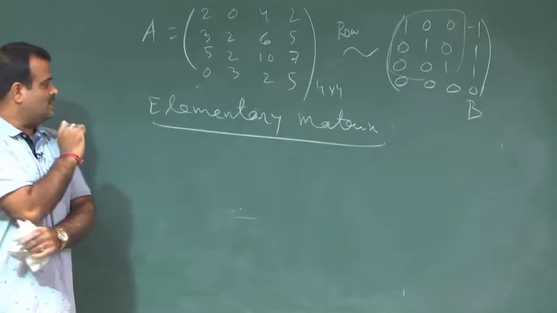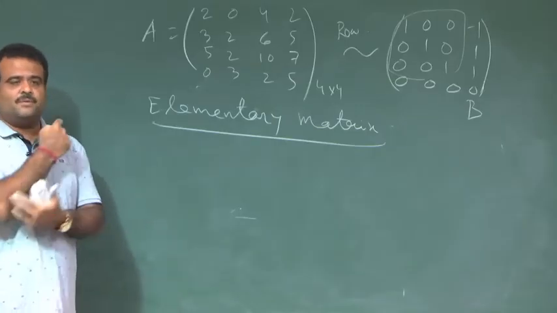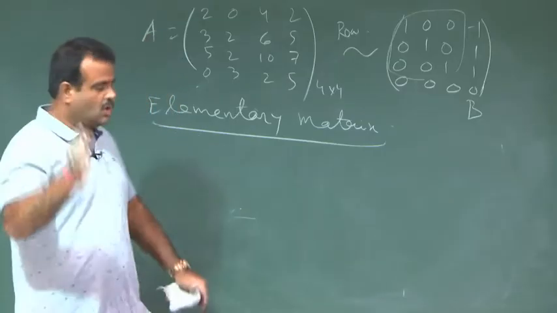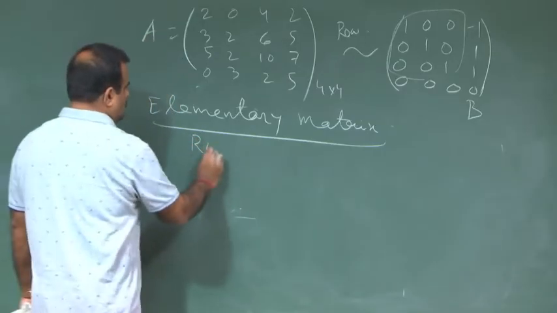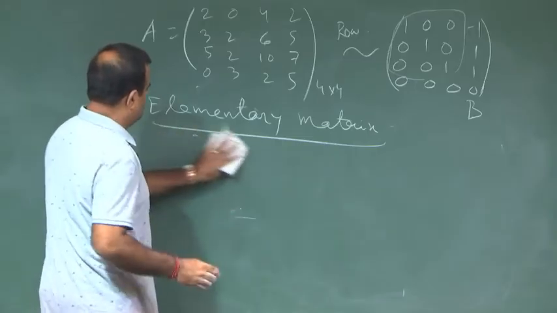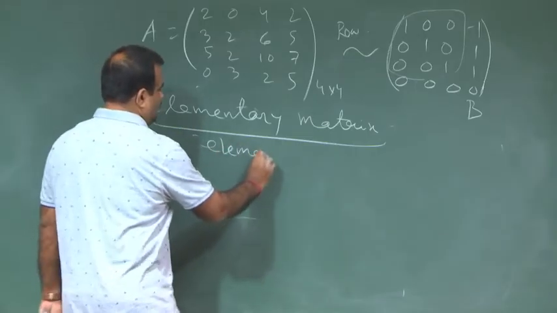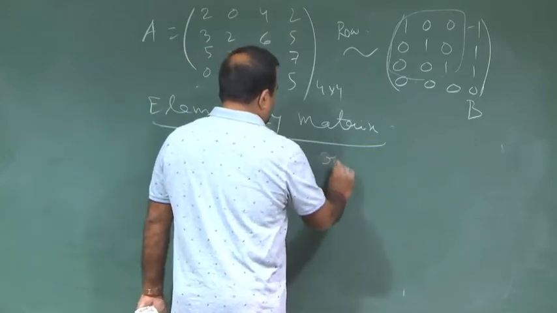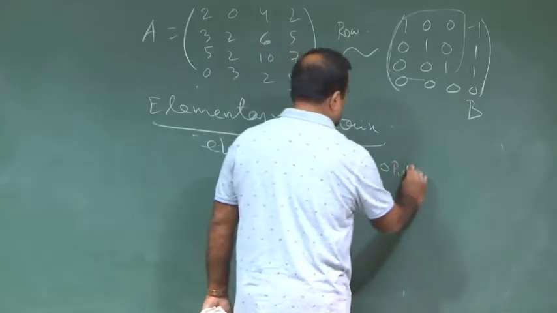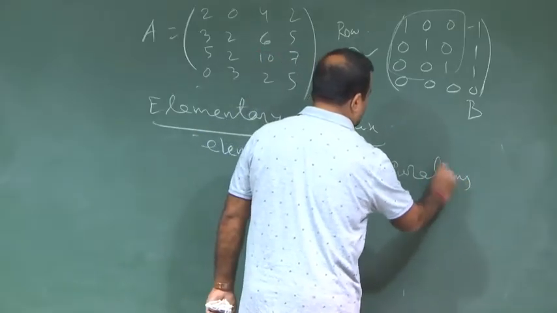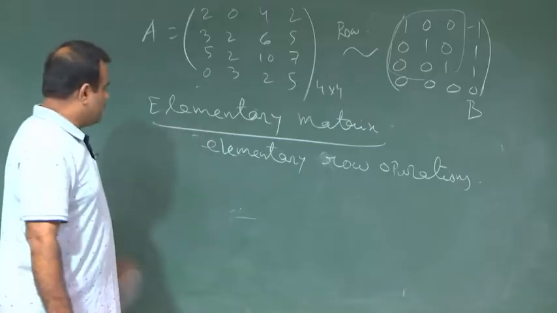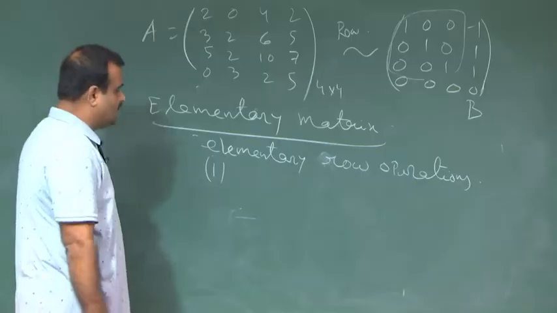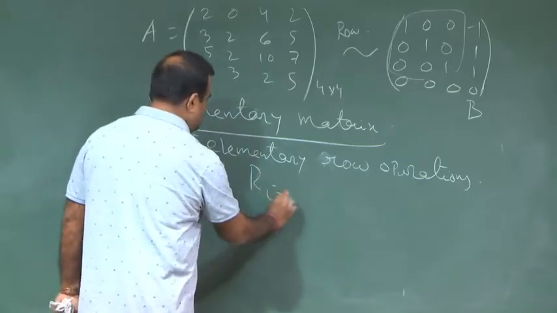So, what is the elementary matrix? Now, we have three types of elementary operations. One is exchanging the rows or columns. Okay, first we talk about rows. We are considering the elementary row operations. So, what is the elementary row operation? There are three types. The first operation is exchanging the ith row and jth row.